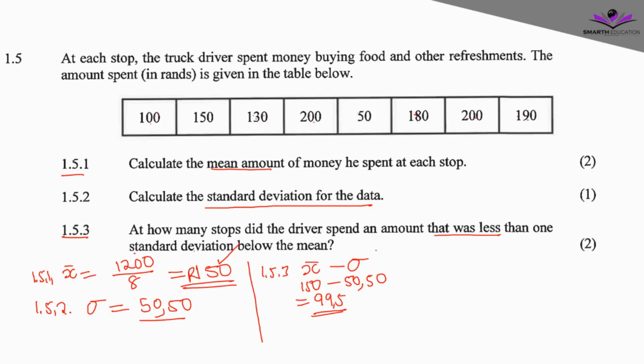Right, we're looking for the amount that is less than this. Which amount is that? 100 is above, 150 is above that, 130 is above that. So we have 50, which is below that. So we have only 1 stop where he used an amount less than 1 standard deviation below the mean. If you say 1 standard deviation above the mean, then you say mean plus standard deviation.